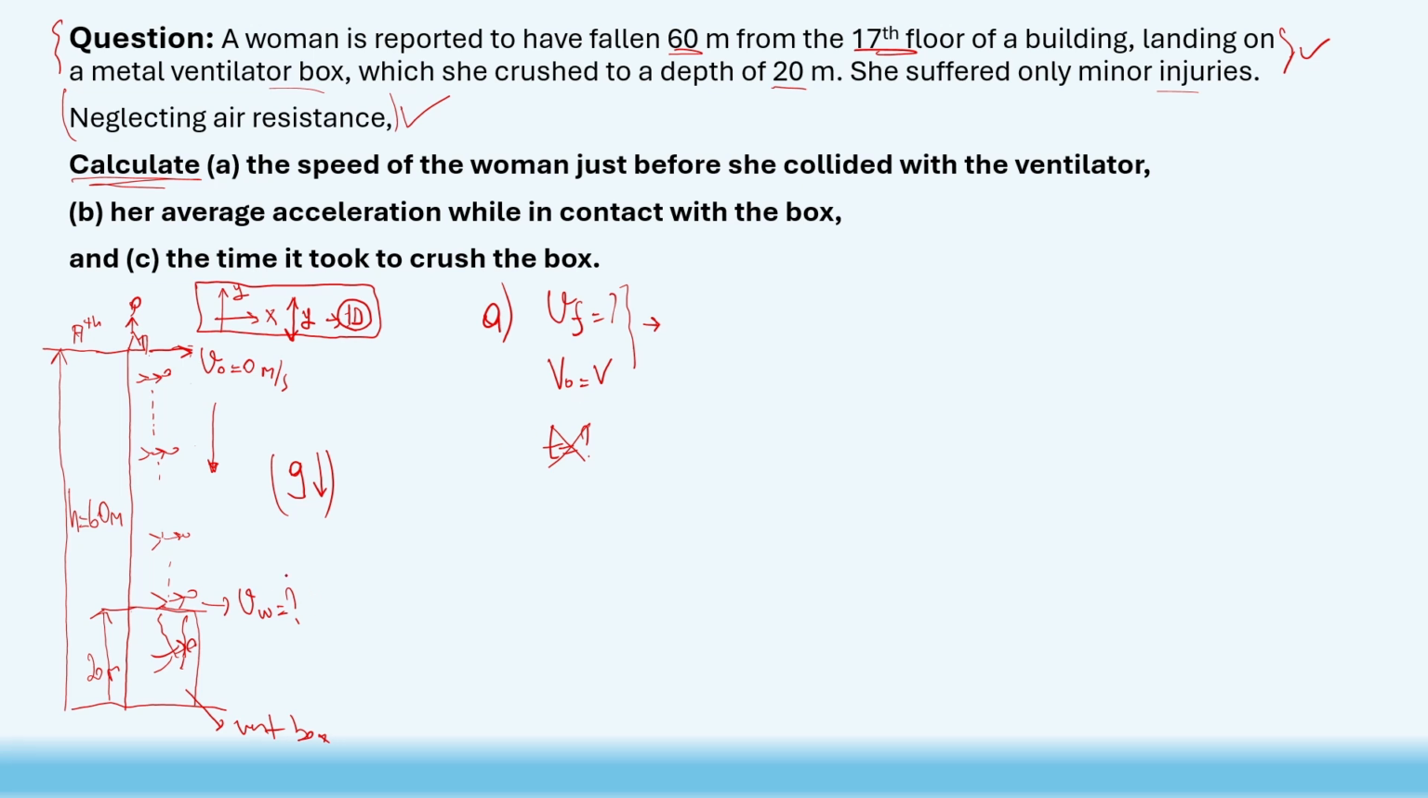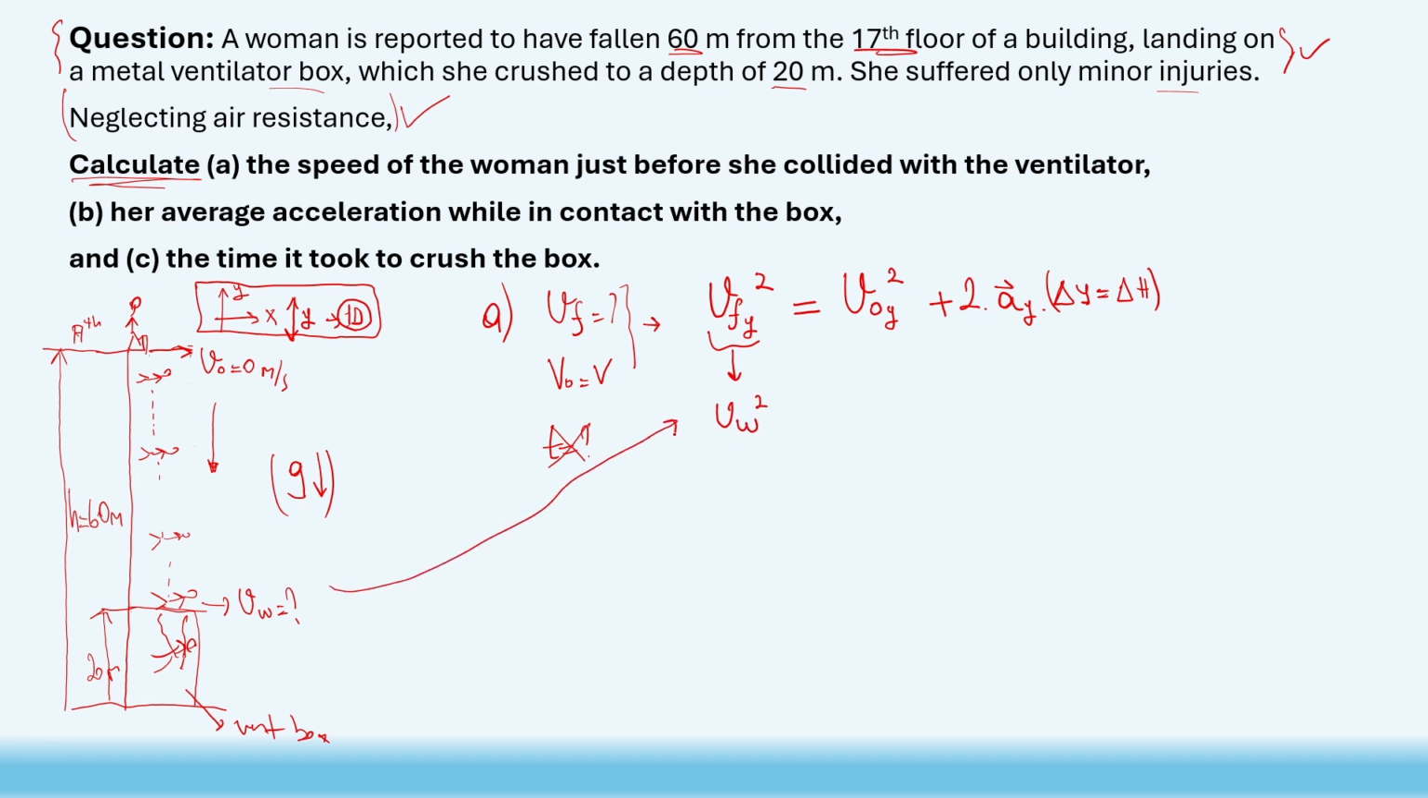Based on this information, I will use the speed formula to calculate the woman's speed immediately before she hit the box. The speed equation I will use is as follows. The square of the final velocity in the y direction equals the square of the initial velocity in the y direction plus 2 times acceleration in the y direction times delta y, or instead of delta y, we can also say height difference. This is the formula we can use. If we substitute the numerical values we know for the parameters we expressed in the equation, we can easily find the woman's speed before she hit the ventilator box.